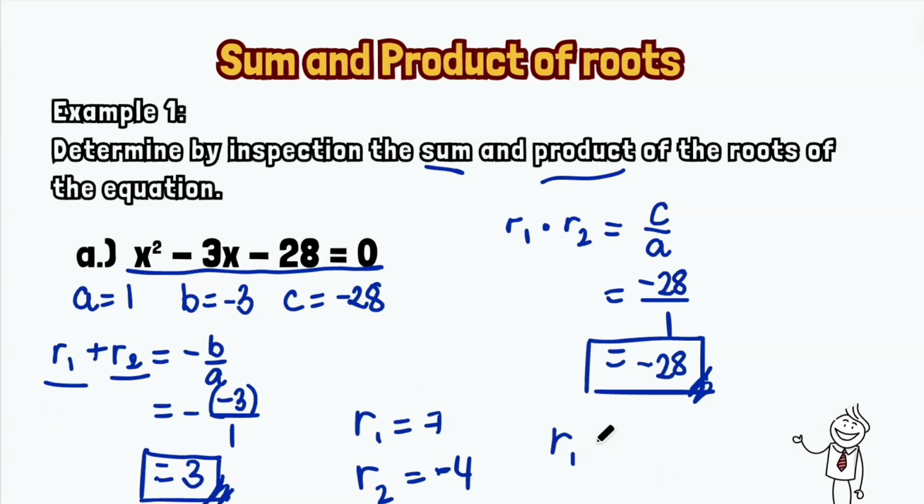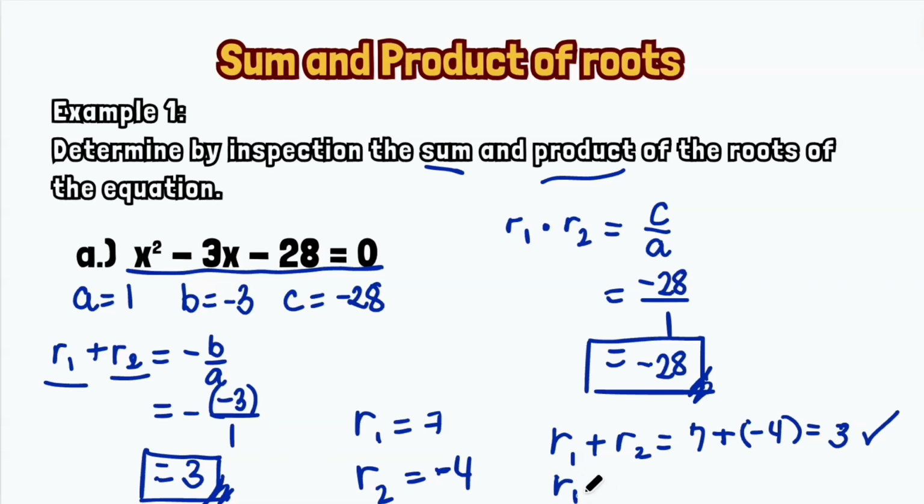So, we have root 1 plus root 2. Root 1 is 7 plus root 2, we have negative 4, and that is positive 3. Ito yon. Yung product naman ng dalawang root, for example, we have root 1 and root 2. No, that's not plus, it's multiplied. 7 times negative 4, that is equivalent to negative 28. So, ito yun, no? Sum and product of the two roots. So, just imagine, you can use pala itong method na to para ma-identify mo na yung dalawang roots.